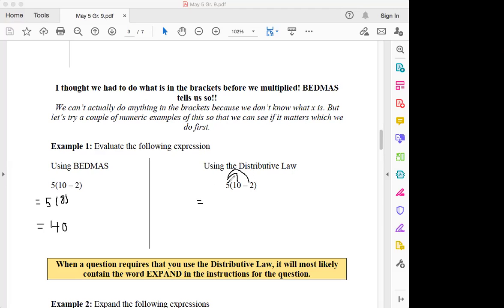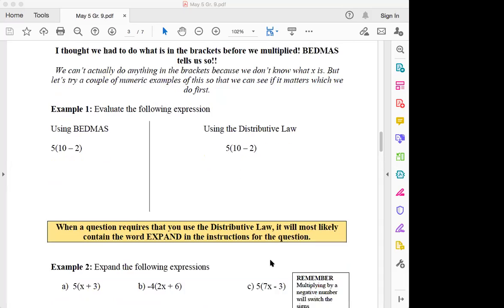We'll see what it gives us. So if we do 5 times 10, that gives us 50. And then we use the same sign between. And we'll do 5 times 2, which is 10. And then we'll do 50 minus 10. So it gives us the exact same answer. It's just that we can't do BEDMAS when we have an x variable. Okay, so I'm going to clear that and we'll go to some more questions here.